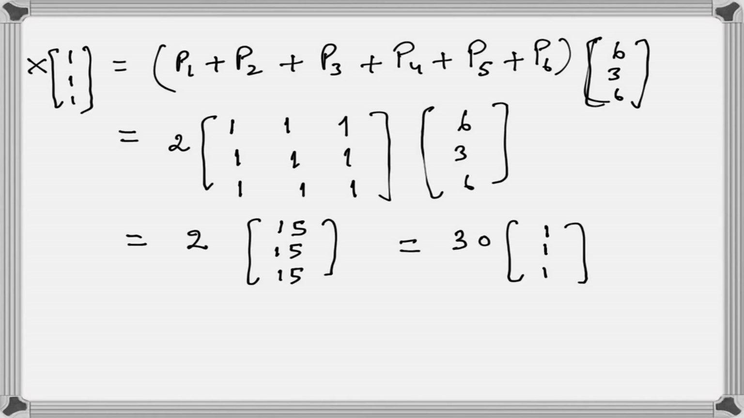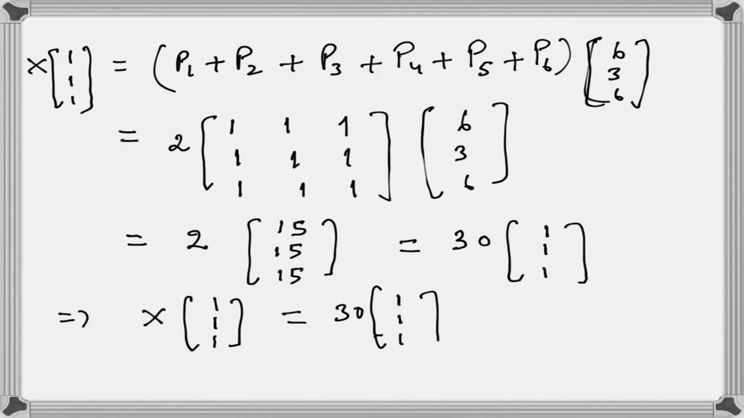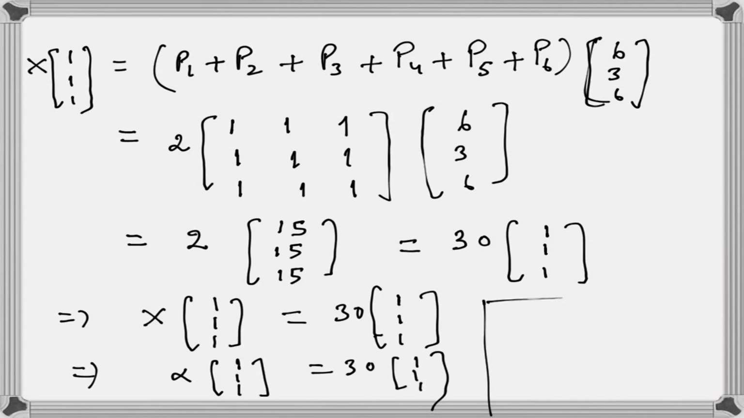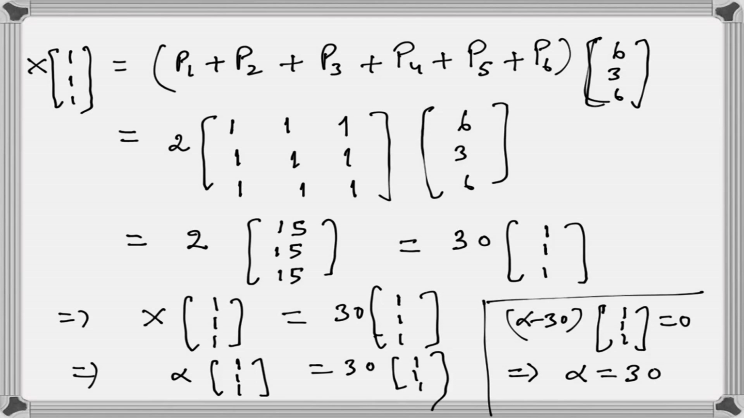Okay, so what is X(1 1 1)? This implies that X(1 1 1) is equal to 30 times (1 1 1), and in the question part A, X(1 1 1) is given as alpha times (1 1 1), which equals 30 times (1 1 1). This implies that (alpha minus 30) times (1 1 1) equals 0. This implies alpha equals 30. So this is what we wanted to prove.